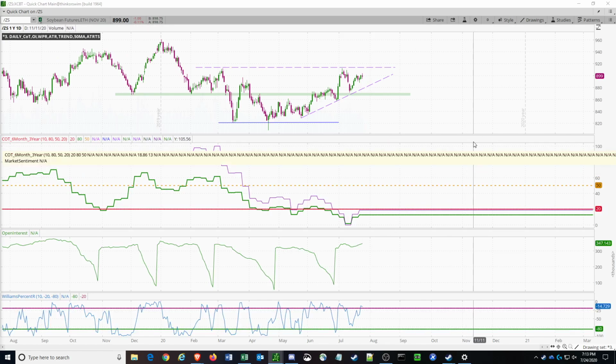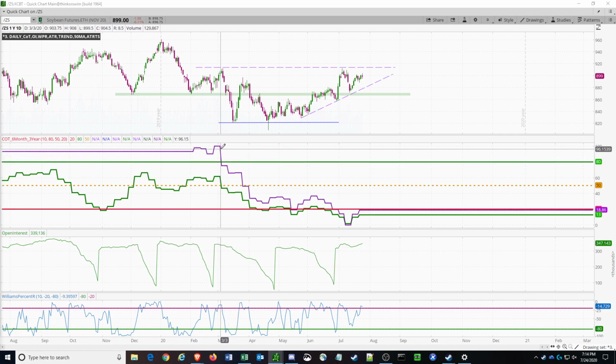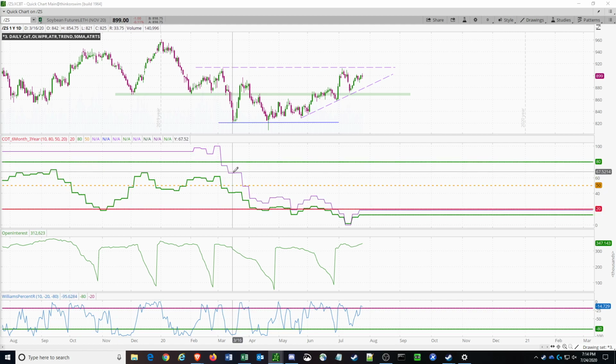This one's been a little fickle. So we see that movement again, open interest declining. When we see the open interest declining, and we've got some still positive outlook here, the expectation is that the price is going to move higher.